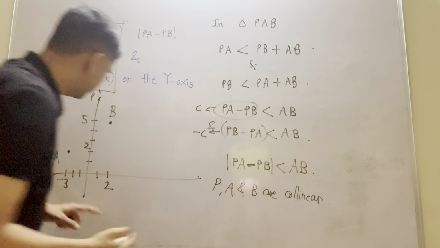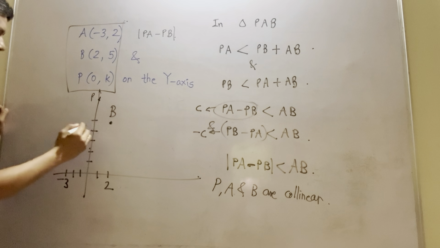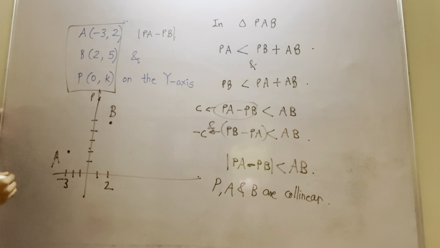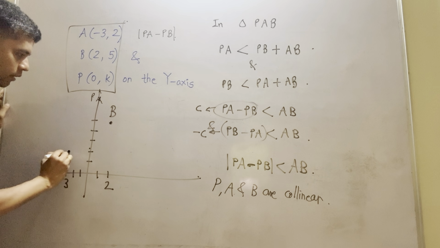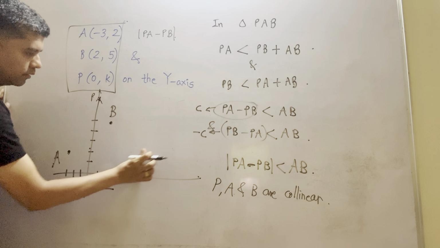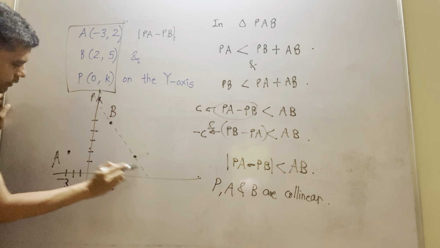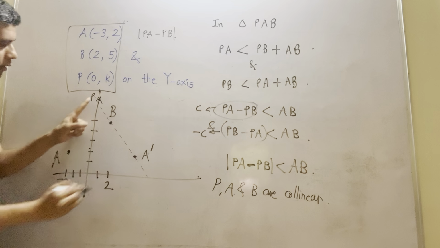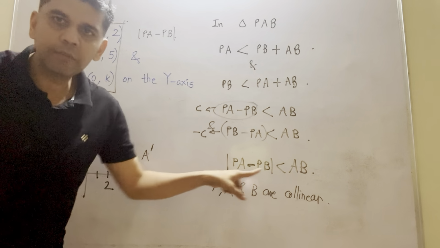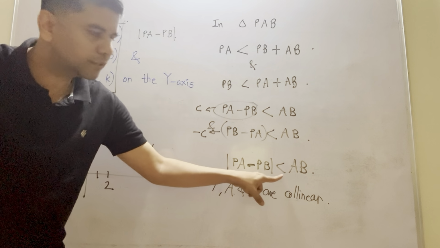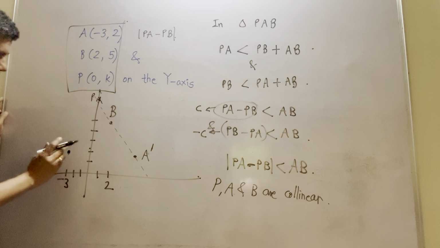Now right now you can see that they are not collinear, right? Let's not worry about these numbers here. But what I can do is take the reflection of A about the y-axis. So it will lie somewhere here, right? Then can you see that P, A dash, and B are collinear, where A dash is the reflection of A? So the moment they are collinear, this property will be satisfied, right? Mod of PA minus PB will be equal to AB. So what I need to do is find the reflection of A.